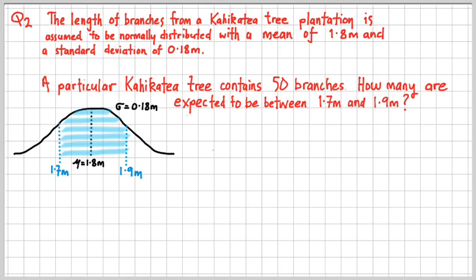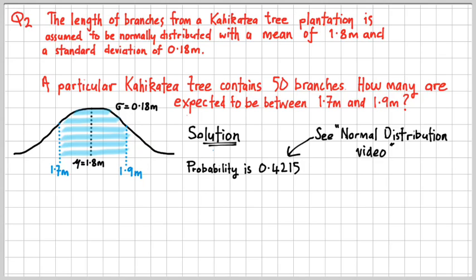Remember, we should always visualize what the normal distribution question is asking us. In terms of the probability, it is calculated in a previous video titled Normal Distribution. But I've put it there for simplicity so we don't go through the working. But if you need to go through the working, please go back to the other video. The probability of a branch being between 1.7 meters and 1.9 meters is 0.4215, or 42.15%.